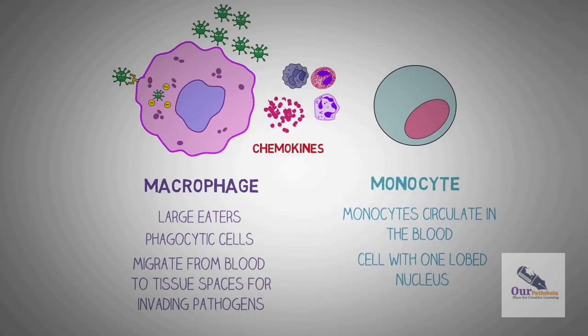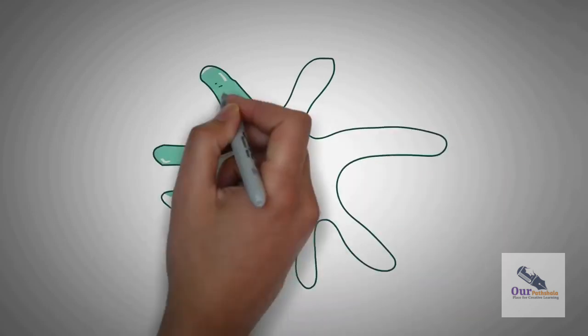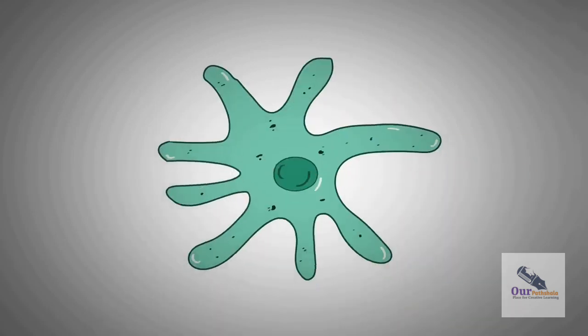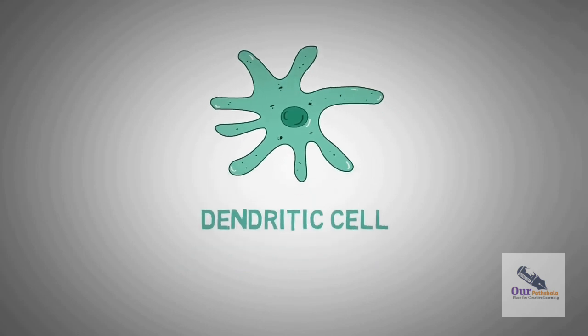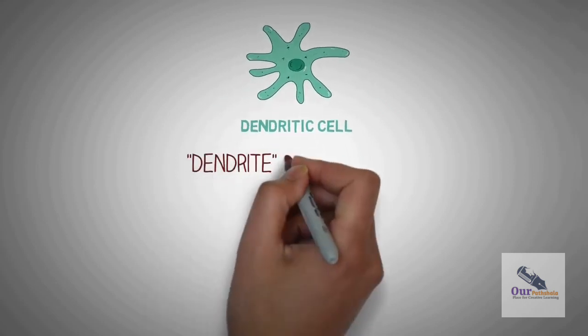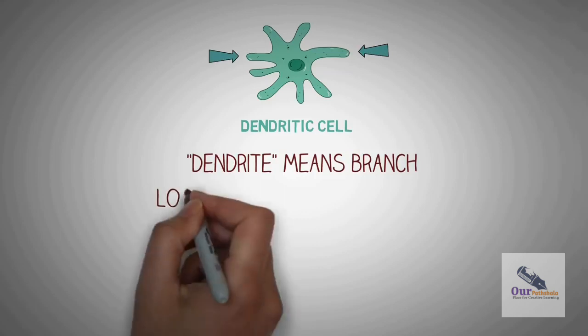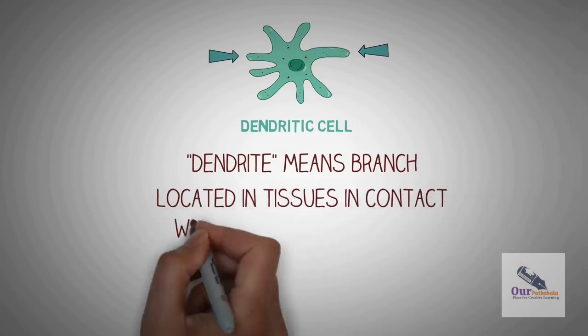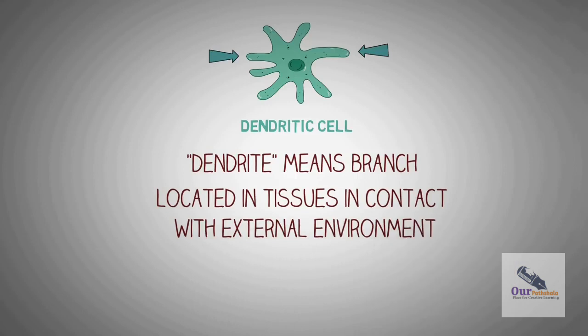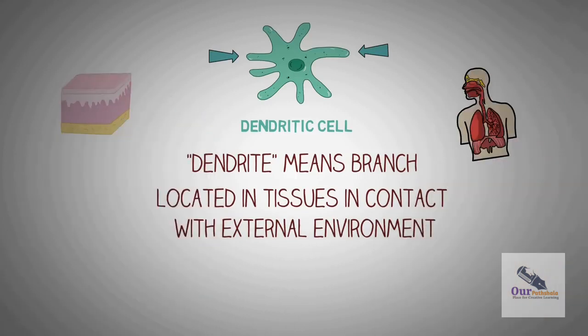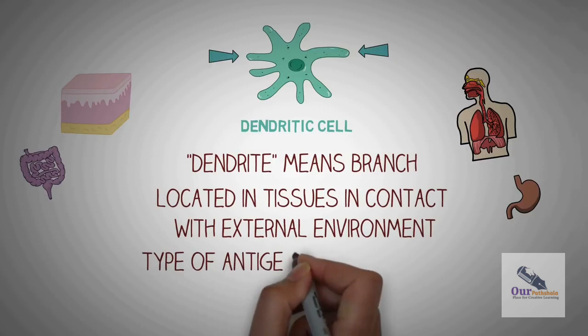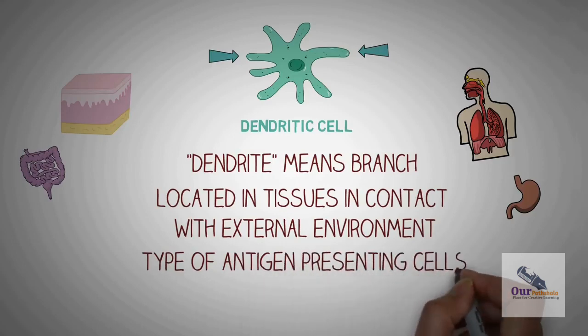Another type of innate immune cell that we have in our body is the dendritic cell. The word dendrite means branches, and these cells are known as dendritic cells because they have branch-like projections from these cells. Dendritic cells are present in those tissues that are in contact with the external environment, such as the skin and the inner lining of the nose, lungs, stomach, and intestines. The dendritic cells are a type of antigen-presenting cells.